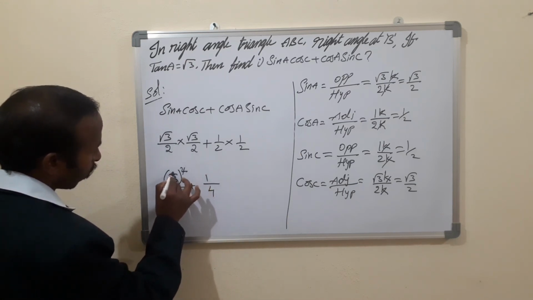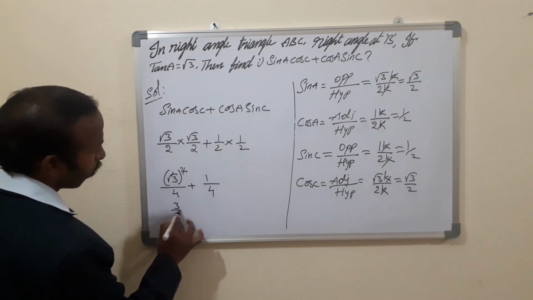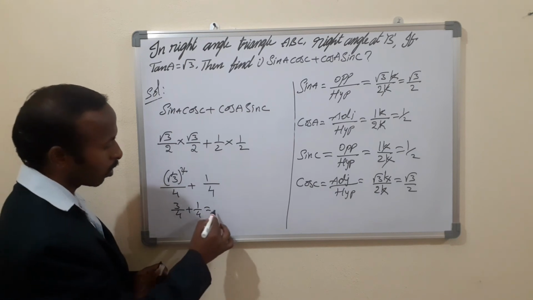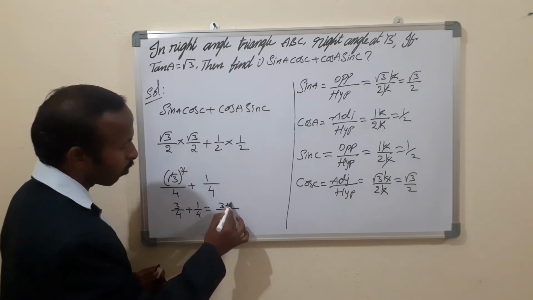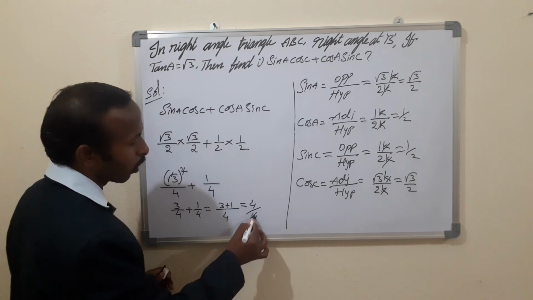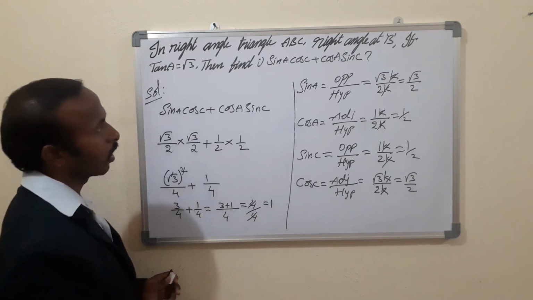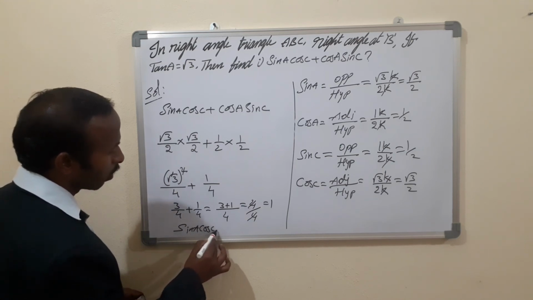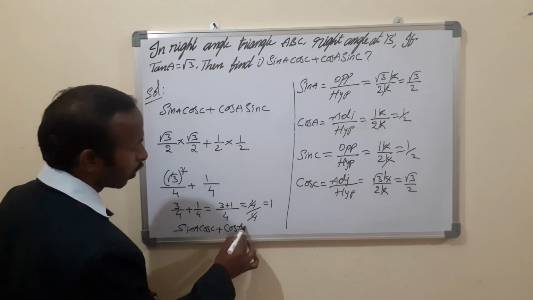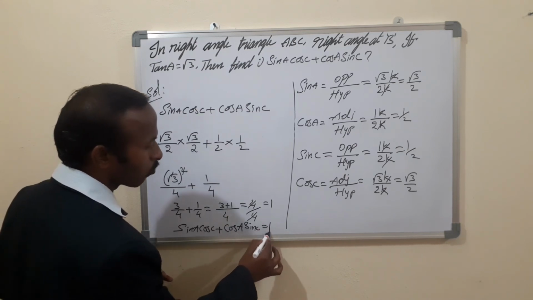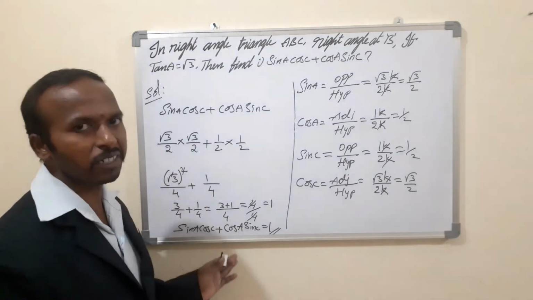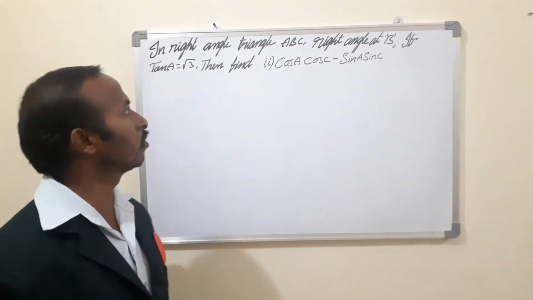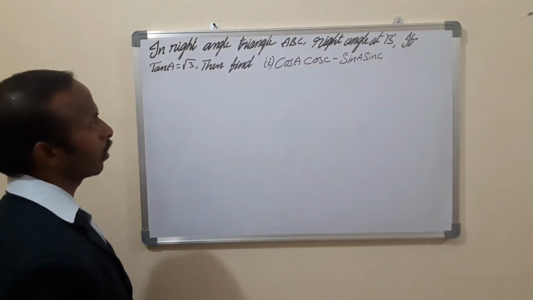Now square root get cancelled. 3 by 4 plus 1 by 4. Denominators are same, then add the numerators. So 3 plus 1, that is 4 by 4 equal to 1. Finally, sin A cos C plus cos A sin C equal to 1. It is an identity in trigonometry. Now we'll solve the next question in the same way, that is cos A cos C minus sin A sin C.